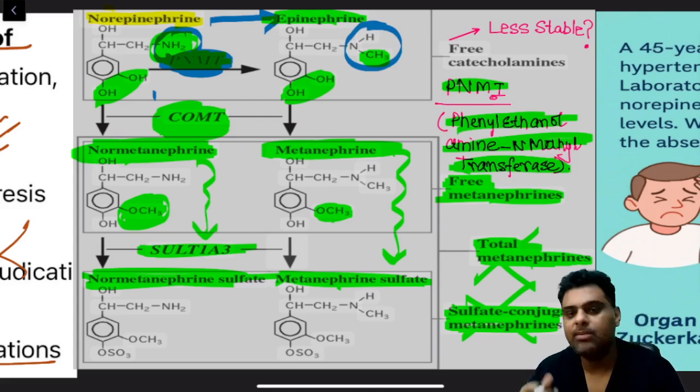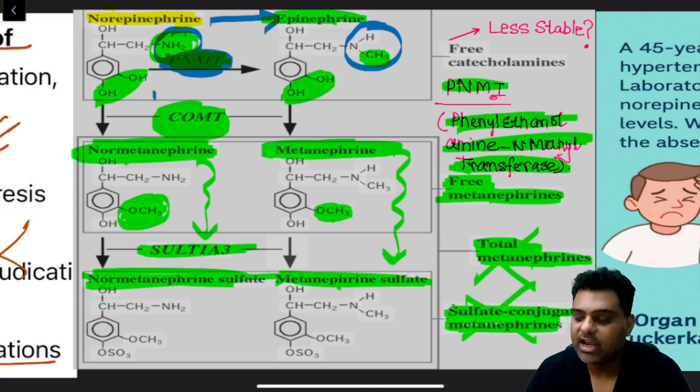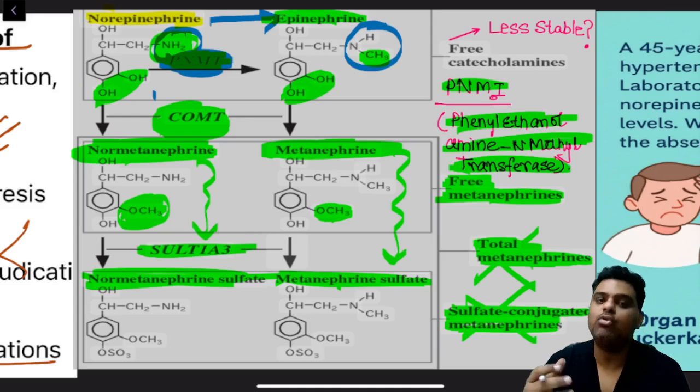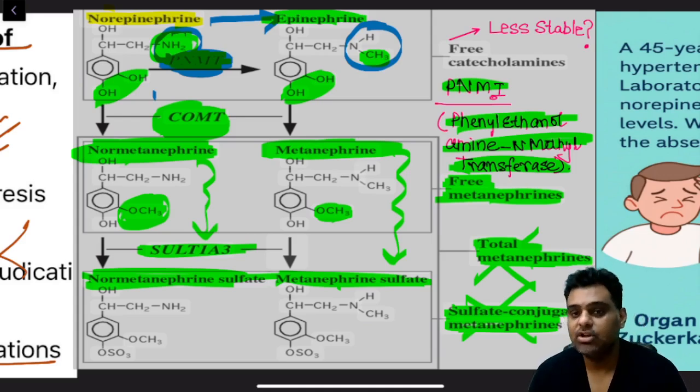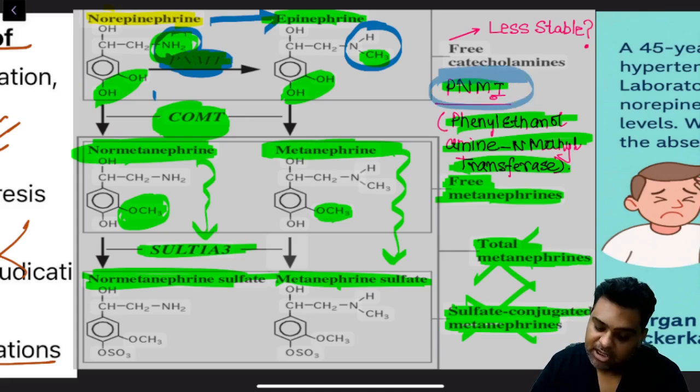Now, if in a certain place this PNMT enzyme is absent, then what will happen? There will be no epinephrine, and there will be only production of norepinephrine and its degrading product, normetanephrine. So in that patient, you will not find epinephrine and metanephrines. That is what I was initially telling you, that there are certain pheochromocytomas which do not produce epinephrine. What is happening in them? There is absence of the PNMT enzyme in them.